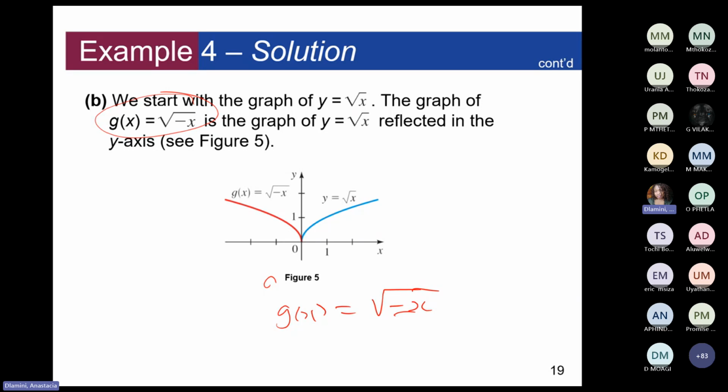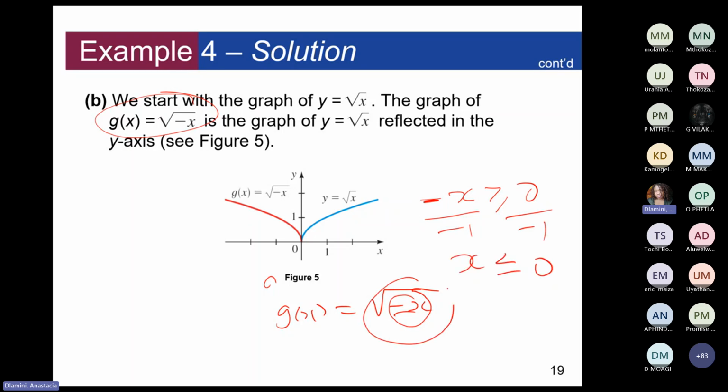Remember, we did say that anything under the square root should be positive. So what is under the square root should be greater than or equal to 0, isn't it? So you divide by -1, and the x changes sign. Therefore the domain of this should be x less than or equal to 0.